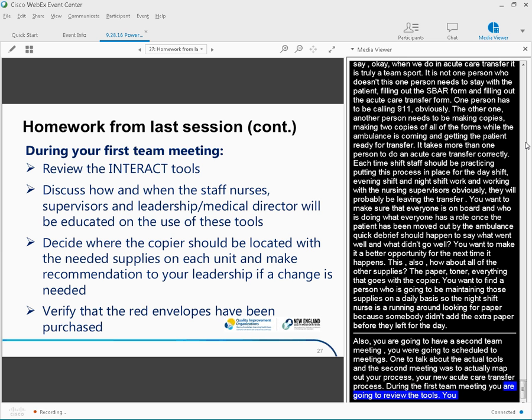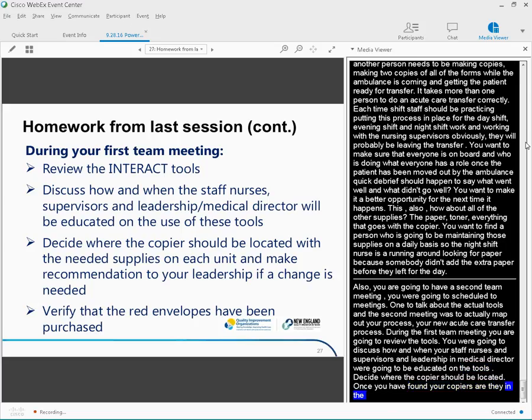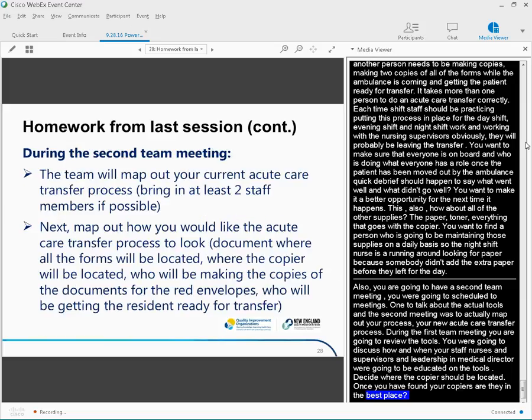Decide where the copiers should be located. Once you've found your copiers, are they in the best place? And you're going to work with leadership to make sure that if they need to be moved, you get their permission. And you also want to make sure that the red envelopes have been ordered.